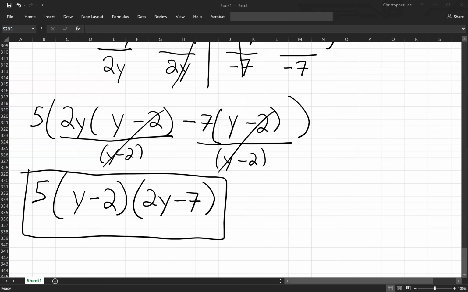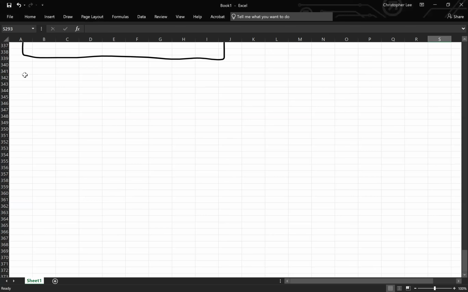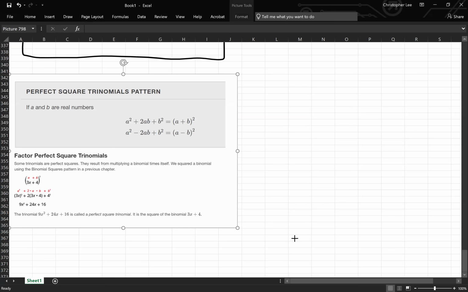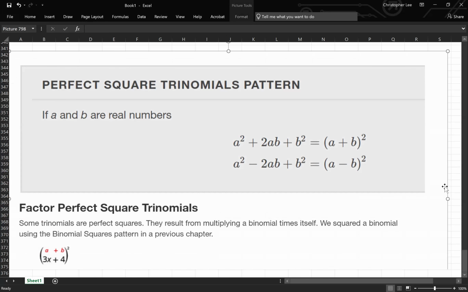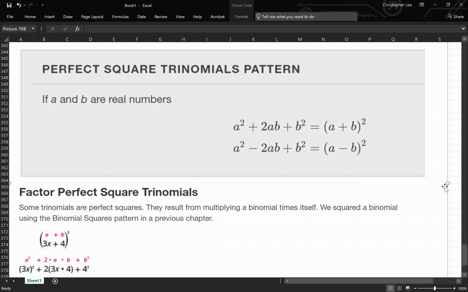This is called factoring special products. More specifically, we're factoring a perfect square trinomial. This does not work on all trinomials. This only works on a special trinomial called a perfect square trinomial. All right, so here it is. If a and b are real numbers, then a squared plus 2ab plus b squared is equal to a plus b squared, and a squared minus 2ab plus b squared is equal to a minus b squared.